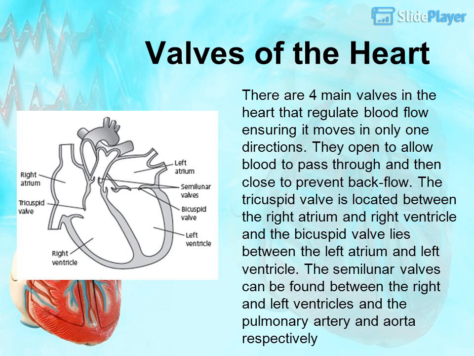Valves of the heart. There are four main valves in the heart that regulate blood flow, ensuring it moves in only one direction. They open to allow blood to pass through and then close to prevent backflow. The tricuspid valve is located between the right atrium and right ventricle, and the bicuspid valve lies between the left atrium and left ventricle. The semilunar valves can be found between the right and left ventricles and the pulmonary artery and aorta respectively.